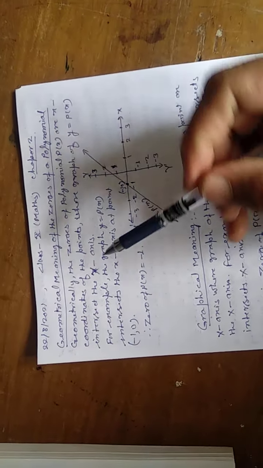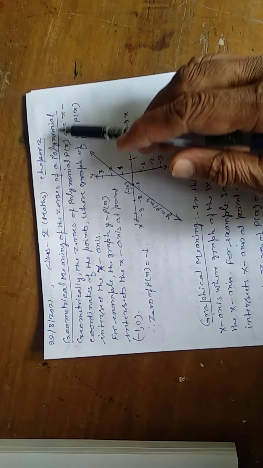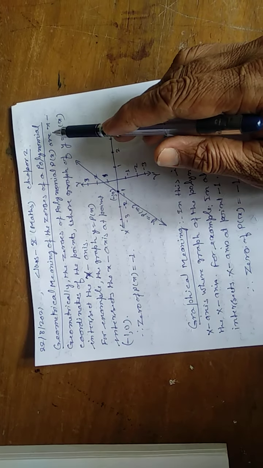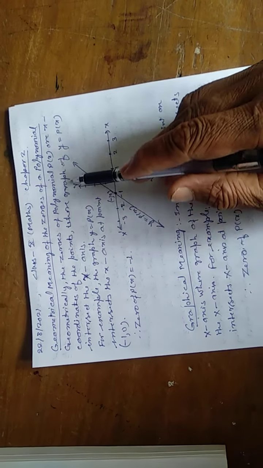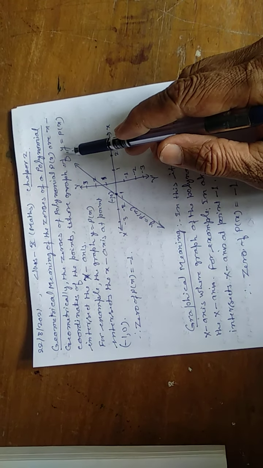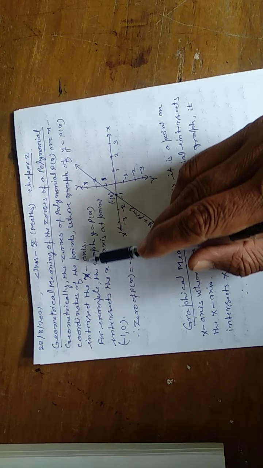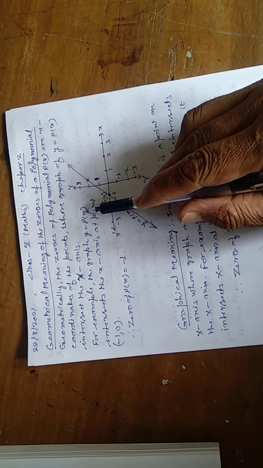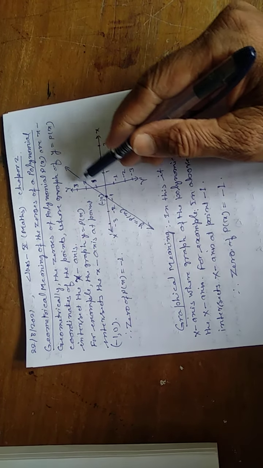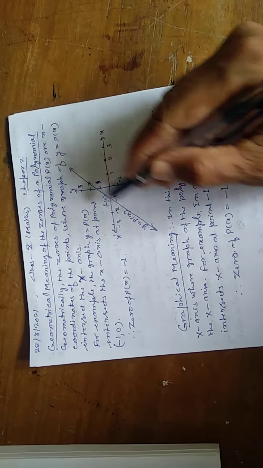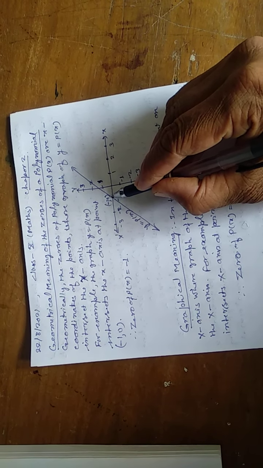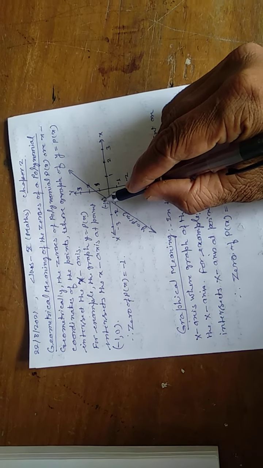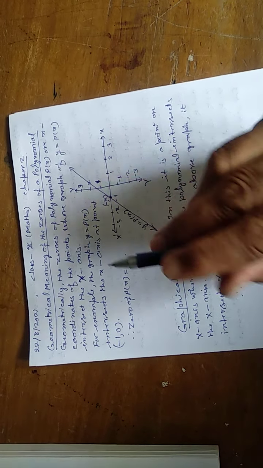Now, geometrical meaning of zeros of a polynomial. Geometrically, the zeros of a polynomial P(x) are the x coordinates of the points where the graph of the polynomial y equal to P(x) intersects the x-axis. For example, let y equal to P(x) be a polynomial, and the graph of this is this. This graph intersects the x-axis at point minus 1 and the coordinate of this point is (minus 1, 0). Therefore, the zero of this polynomial is minus 1.